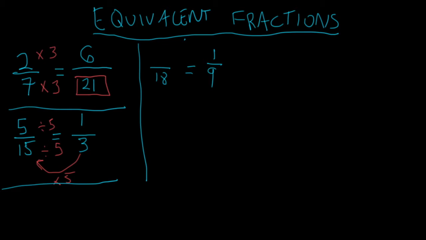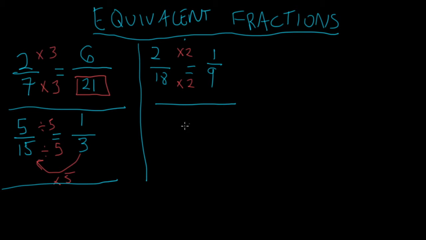Okay, what you should see is that to get from 18 to 9, we need to divide by 2. Or you can think about it the other way and think, we need to multiply 9 by 2. So 1 times 2 is simply 2. So 1/9 is the same as 2 out of 18.